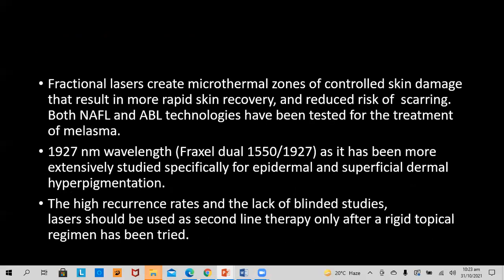The fractional lasers, non-ablative fractional lasers, create microthermal zones of controlled skin damage that results in more rapid skin recovery and reduced risk of scarring, and both non-ablative fractional laser and ablative laser technologies have been used for treatment of resistant melasma. A 1927 nanometer device known as the Fraxel Duo, which operates at 2 wavelengths, 1550 and 1927, is more extensively studied specifically for epidermal and superficial dermal hyperpigmentation. Given the high recurrence rate and lack of blinded studies, lasers should be used as a second-line therapy only after rigid topical treatment has been tried.